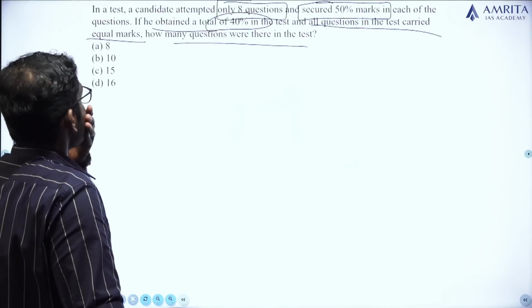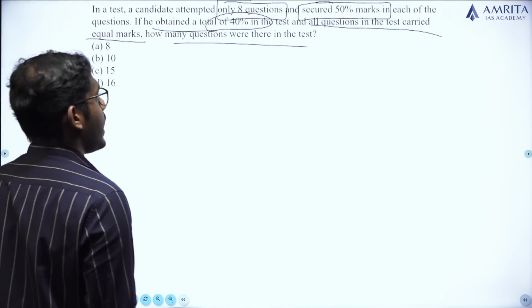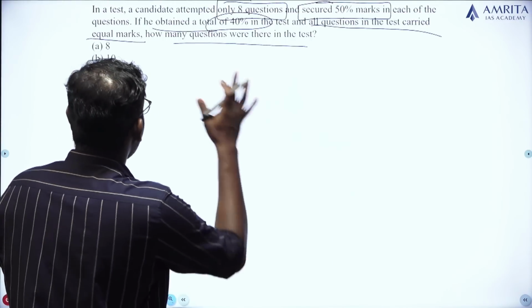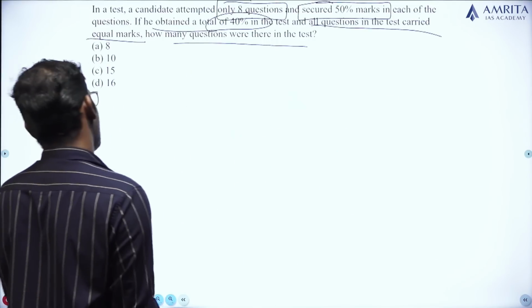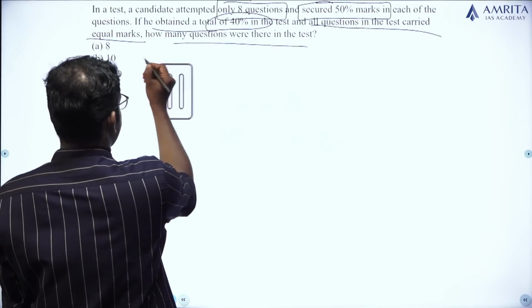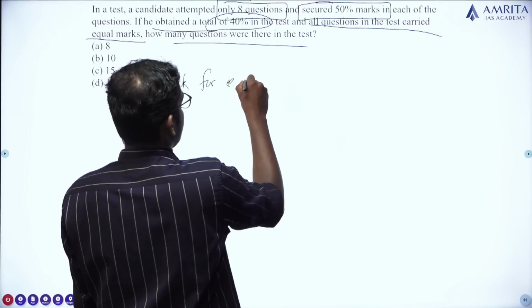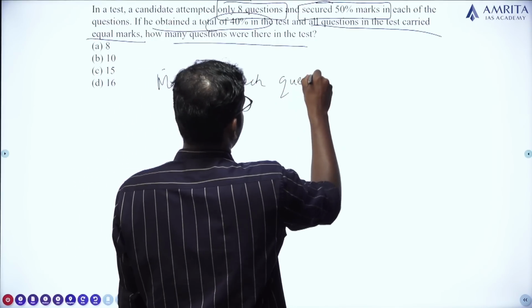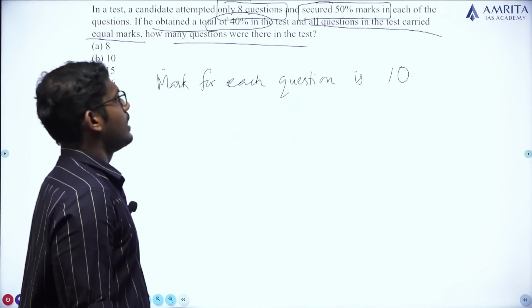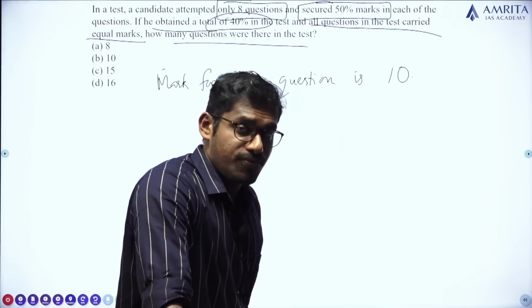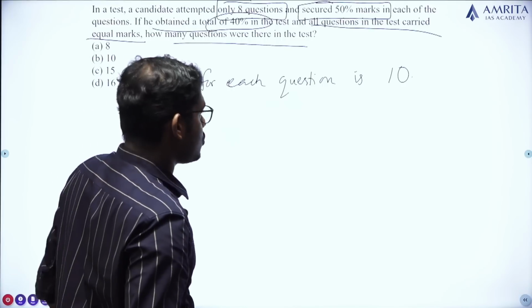Clear? Okay. In a test, a candidate attempted only 8 questions and secured 50% marks in each of the questions. If he obtained a total of 40% in the test and all the questions in the test carried equal marks. Okay. Now let us assume the marks for each question is 10.